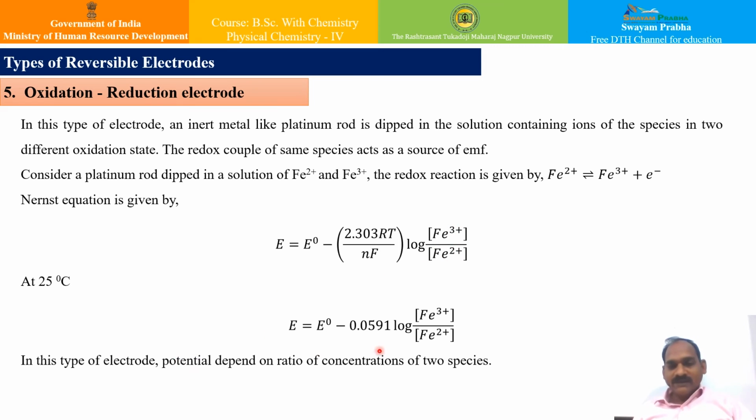So at 25 degrees centigrade, I can write this like this. So my EMF equation will take the shape of this equation. Now, in this type of electrode, the potential depends on the ratio of concentration of the two species. And in my experiment, I can very easily find out this ratio, and therefore I can find out very easily the EMF of the cell, isn't it? This electrode has been used very extensively while studying the redox reaction inside the laboratory.